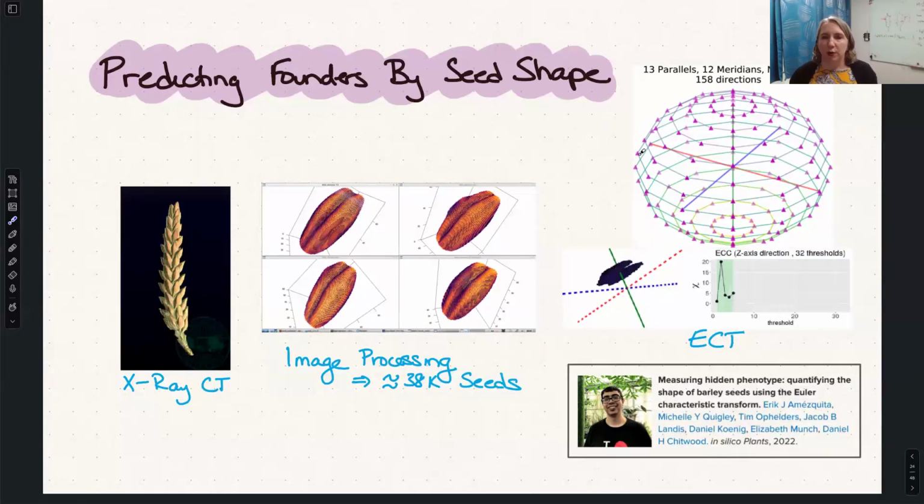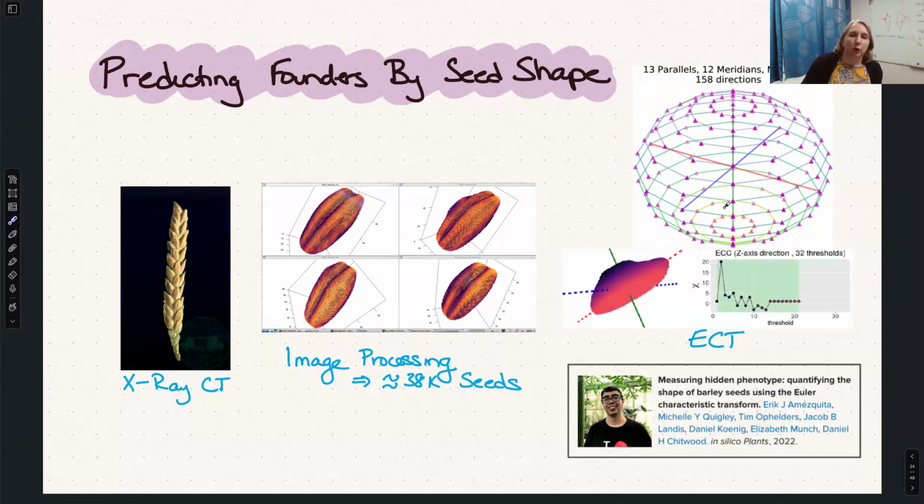Now, we had to do a whole bunch of sampling, so we picked a bunch of directions, something on the order of about 158 for this particular study. But so now what we have is the Euler characteristic for 158 directions for each of these input barley seeds. Okay. So what we decided to do was try to predict information about the strains that they came from based on the shape of the seeds.